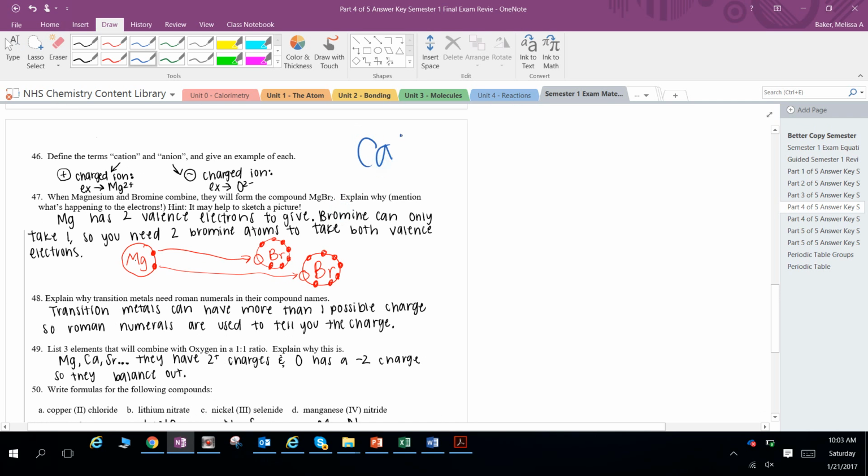A cation is something with a positive charge, and an anion is something with a negative charge. So that's just really a question about those terms.